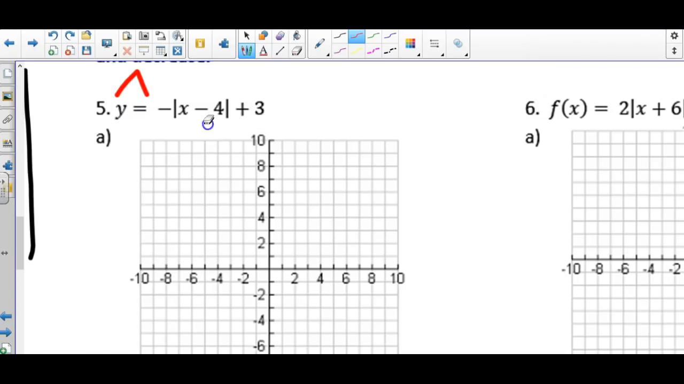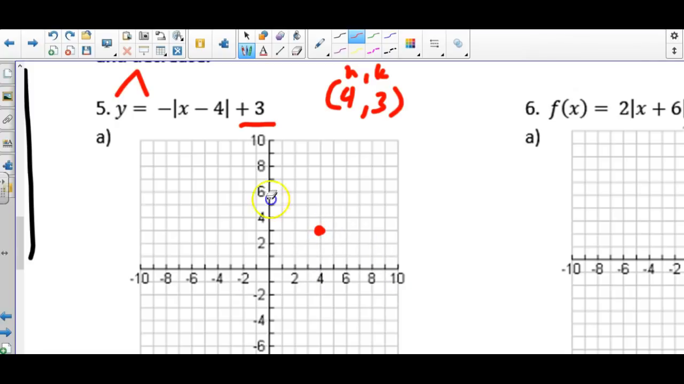So I have to find my vertex. I don't know if you remember, but your vertex is (h, k). What is h? You do the opposite of what's right here. This is -4, so h is 4. Here, k is 3. You take this at face value and do not change the sign, so it's +3. So this is my vertex. We go over to the right 4, up 3. Here's my vertex, and I know this opens down.